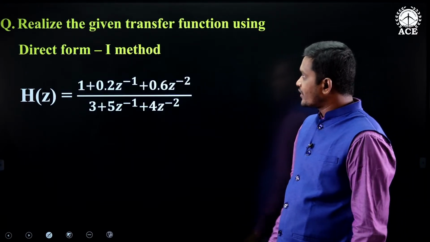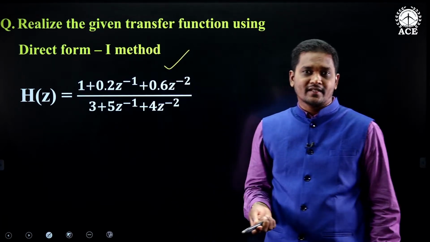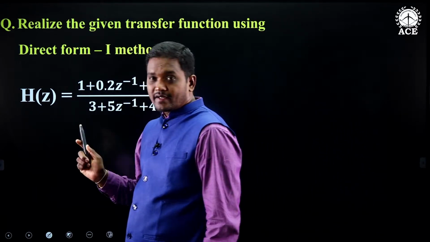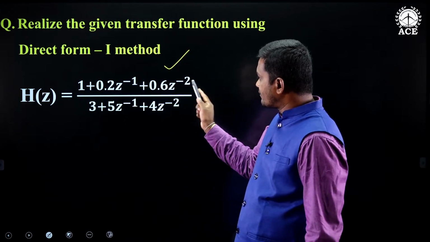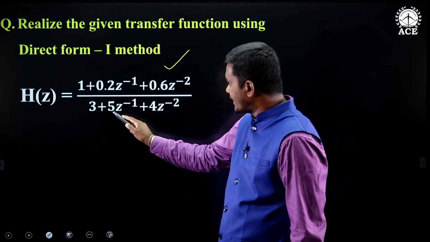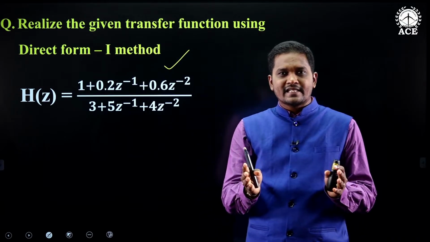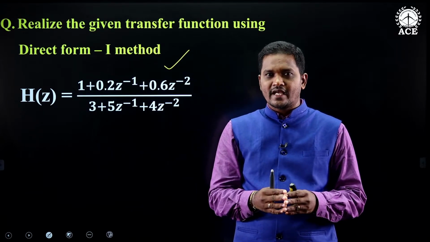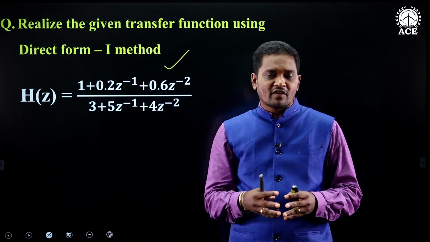Realize the given transfer function using direct form 1 method. What is given? The transfer function is given: H of z equals (1 plus 0.2 z inverse plus 0.6 z power minus 2) by (3 plus 5 z inverse plus 4 z power minus 2). In the exam, they may give a difference equation or a transfer function. Anything is given, you need to realize it using direct form 1 method.